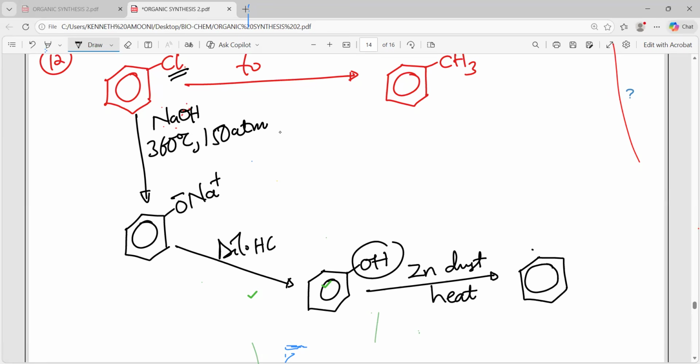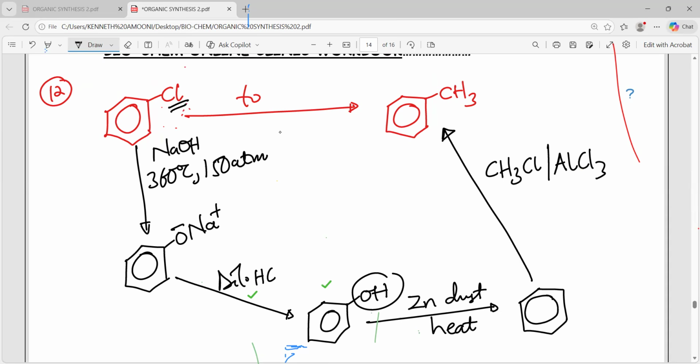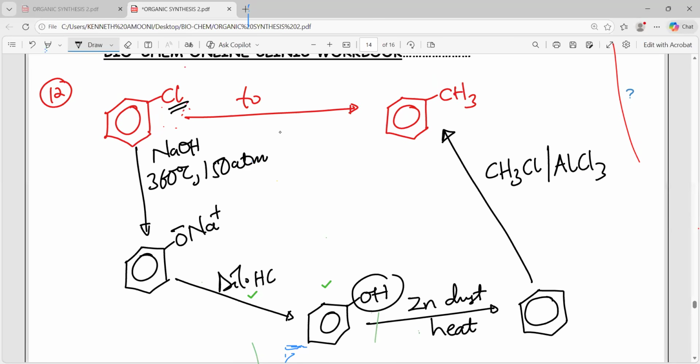And then after that, we shall just form benzene. And after forming benzene, you're going to add the alkyl group, a methyl group, onto the benzene ring by using chloromethane in the presence of a halogen carrier. And you would have formed your final product. So that one is okay. It falls under the manipulation of the benzene ring.